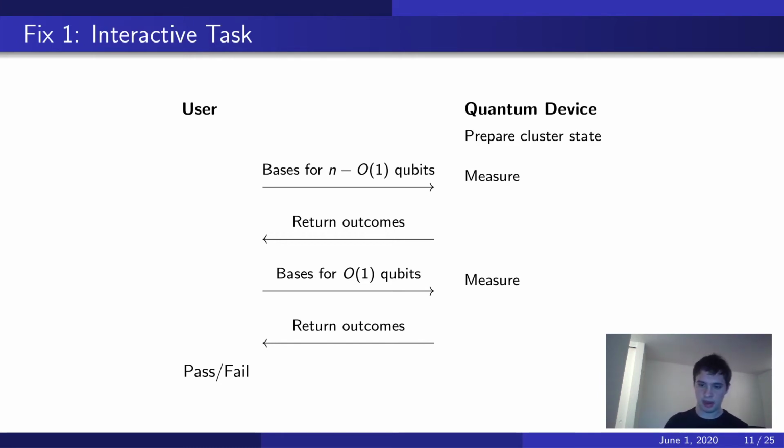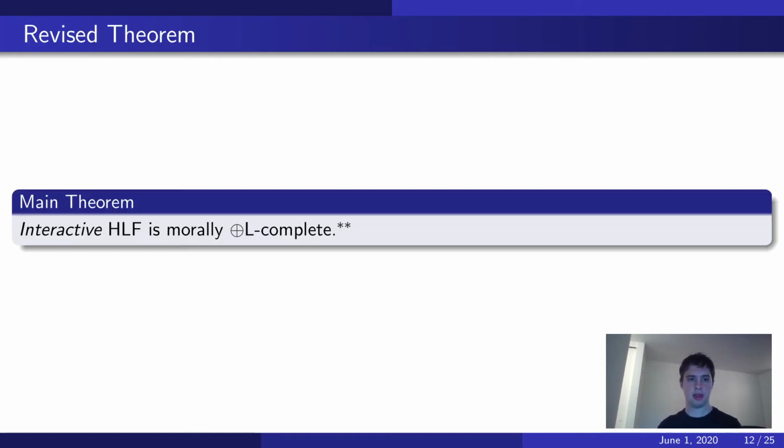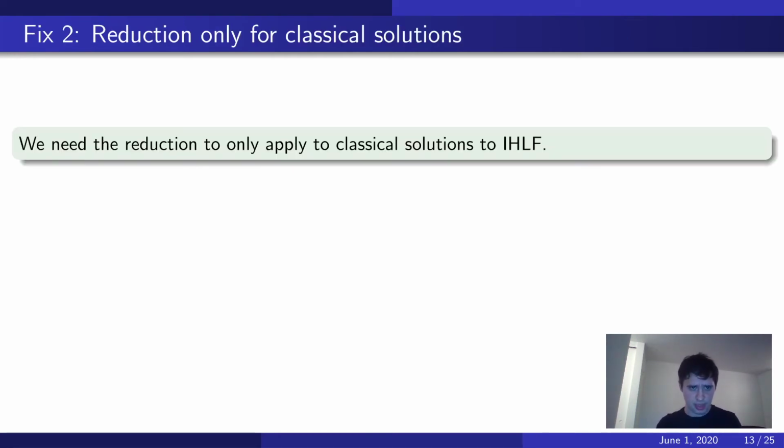So now if we fix up our theorem, it says something more like interactive HLF is morally parity L complete. But we still need that morally. It's not really correct yet. So let's keep fixing it. Now I claim we need the reduction to only apply to classical solutions to the interactive HLF problem.